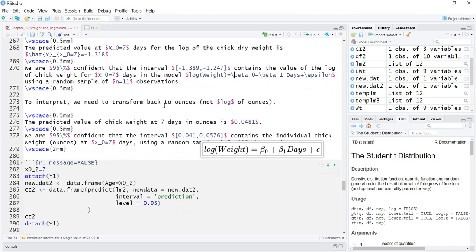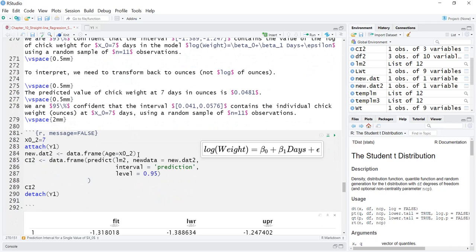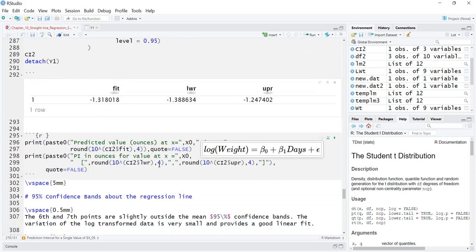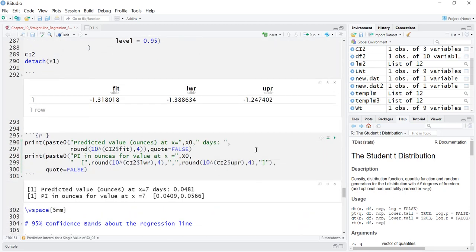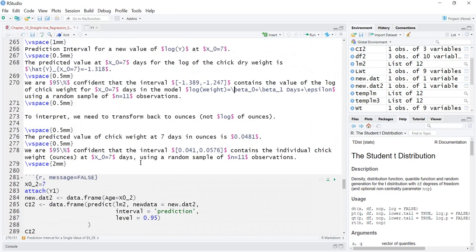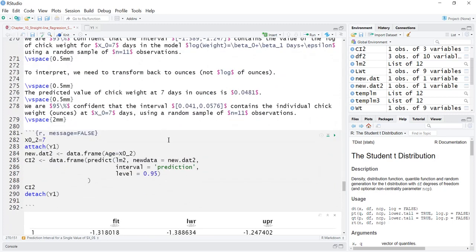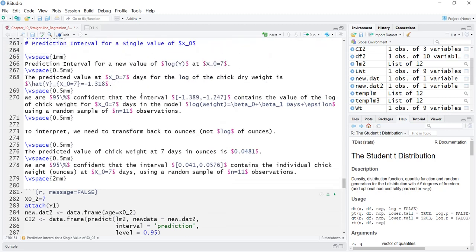To interpret again, we need to transform back to ounces, not log of ounces. So again, I've given you the code here to do so. Again, I will not ask you to do this on homework where you do a transformation, so you'll be able to just delete this chunk of code and not worry about it. You'll get the actual data here, because we won't use a log or other transformation. But I wanted to show you how to do that so that you have this in case you need it in real life, okay?